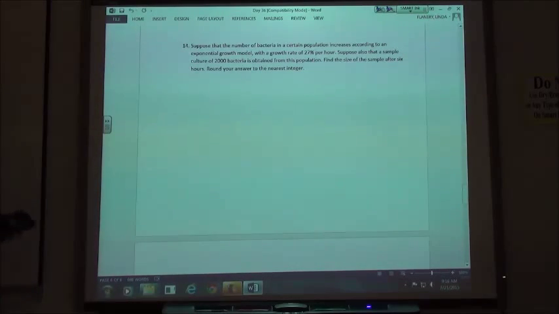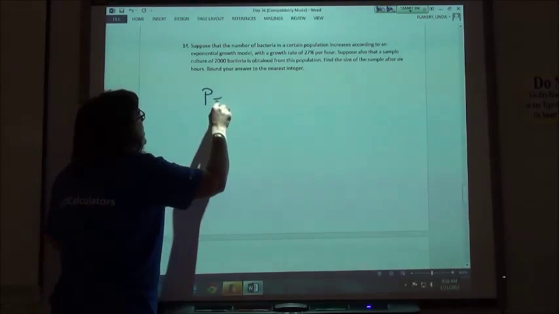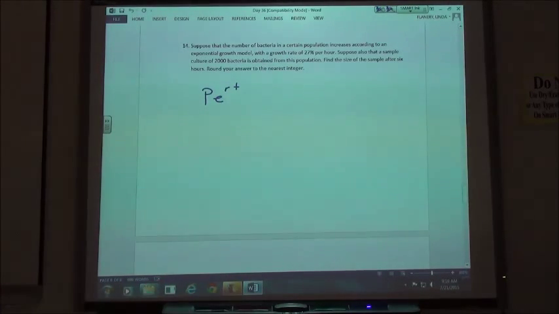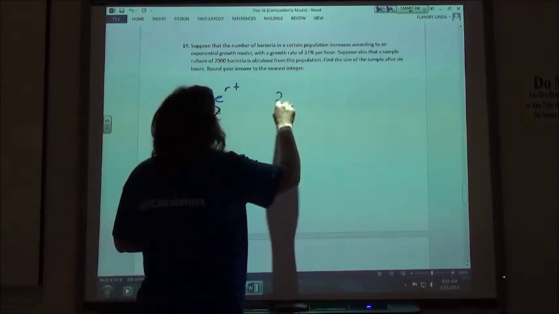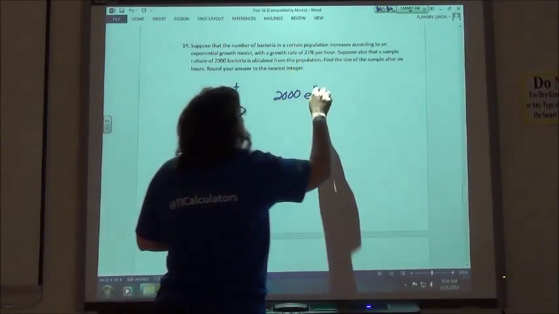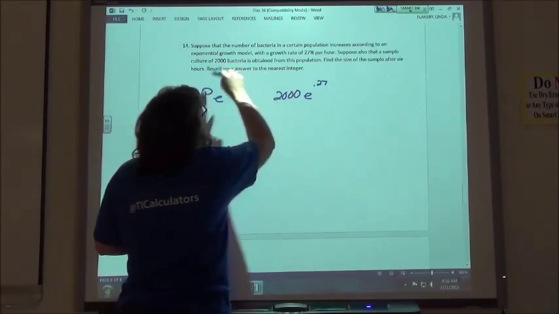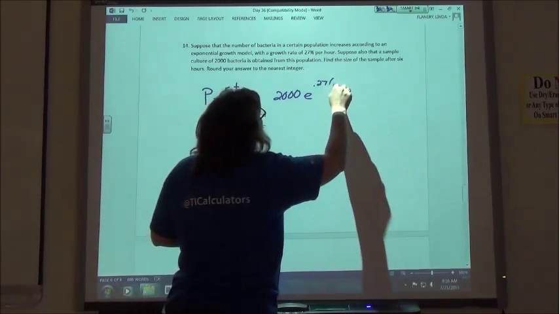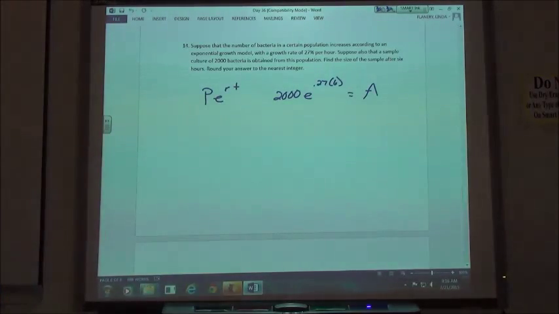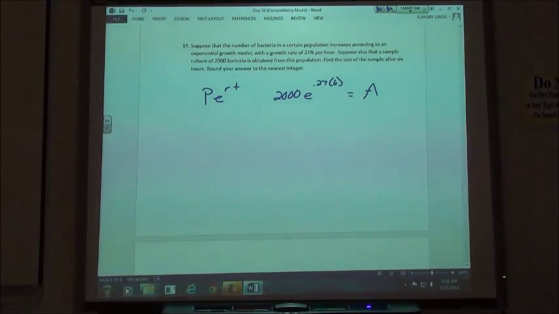So, P e to the rt. We started with a sample of 2,000. We want to find the sample size after 6 hours. So 2,000 is what we started with, e, our rate, 27%, our time, 6 hours, and we're finding the ending amount. And so we don't have to really move anything around. We just have to plug it into our calculator.